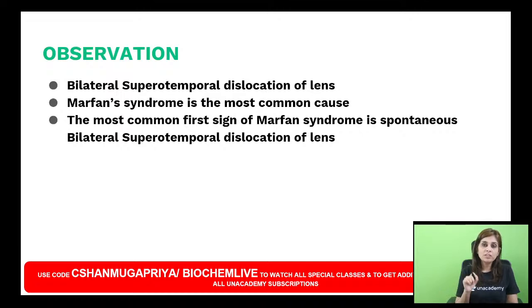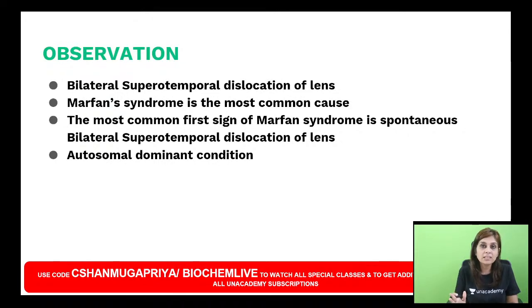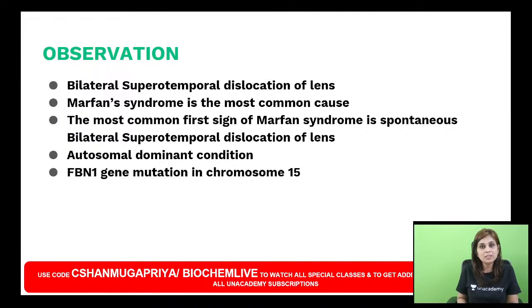Okay, and what is Marfan syndrome? It's an autosomal dominant condition. All of you please memorize it's an autosomal dominant condition. It is caused by a mutation of the FBN1 gene, which is present in chromosome 15, and this gene codes for a protein called fibrillin protein.